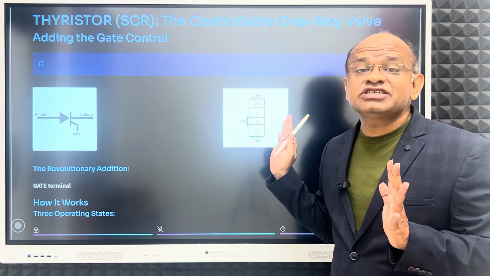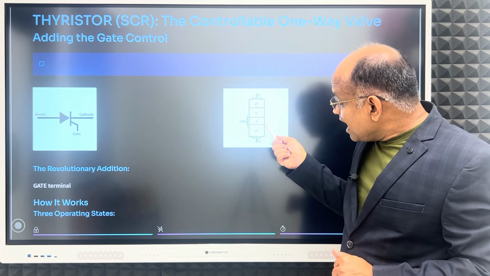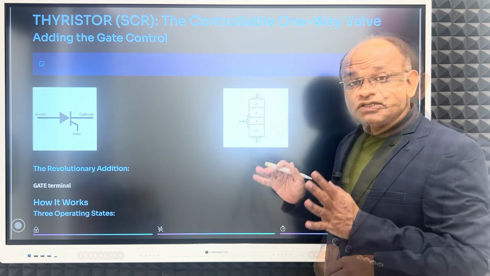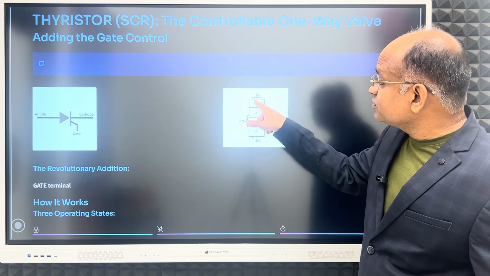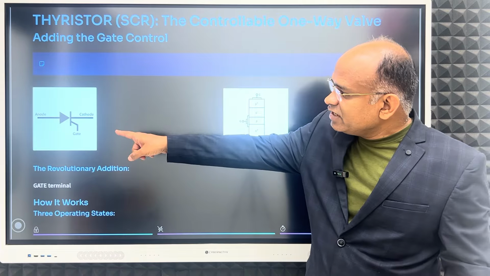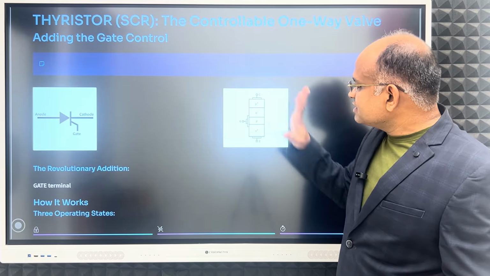Here, the construction is important. PN, this is our diode. Another P is added, a small P region, and then N. So here we have three terminals: anode, cathode, and gate. This is the anode, this is the cathode.